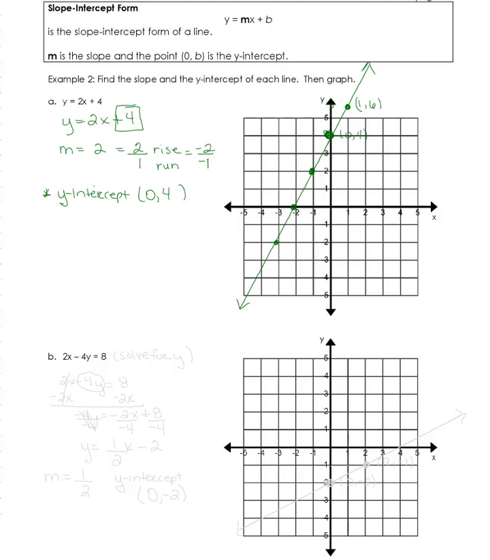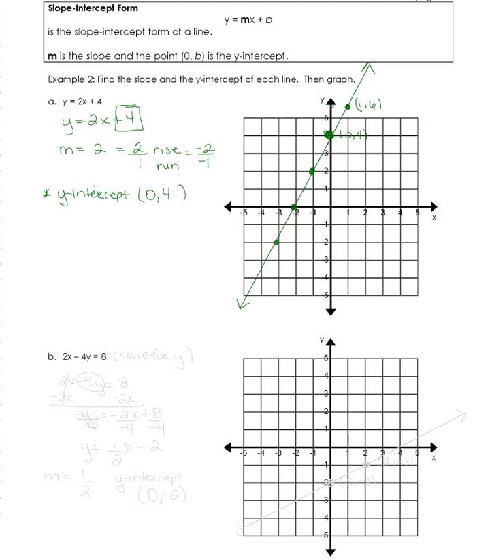Okay? And look at it. It's a positive line. We already saw that's a positive slope. So even before you graph it, you kind of have a visual as to how it should slant or not. Okay? All right, let's look at example B. We have 2x minus 4y is equal to 8. And we want to identify the slope and y-intercept.